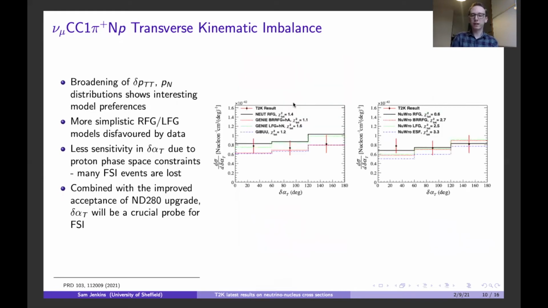If we instead look at delta alpha t, which we see here, there's actually less sensitivity from the data here. It shows a mostly flat line, whereas with FSI effects, we would expect it to peak towards 180. But this mostly comes from the fact that we have to place some quite harsh phase space constraints on the proton, and therefore many FSI events become lost. But moving forward to the ND280 upgrades, with the higher angular acceptance and better tracking, we're hopeful that delta alpha T will become a crucial probe for FSI effects.